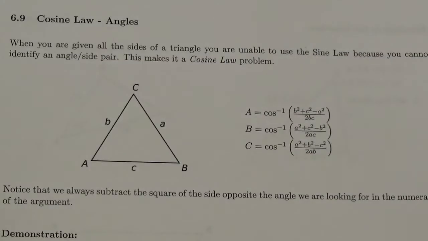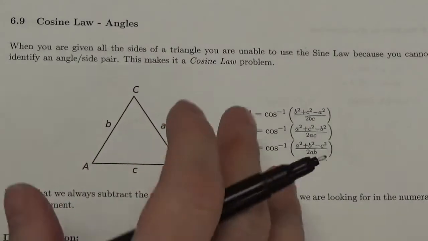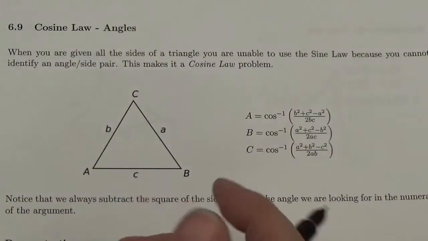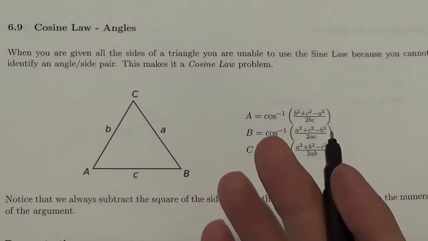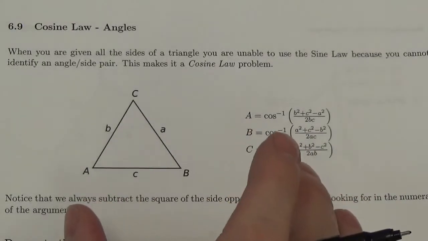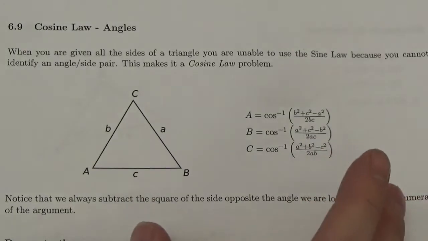Okay, hi everybody. Just like we were looking at with the sine law, you can use it to find sides or missing angles. Same thing with the cosine law. But with the cosine law, the format is a bit different when you're looking for angles. With the sine law, they look the same whether you're looking for the angle or the side. But with the cosine law, there is a substantial change.